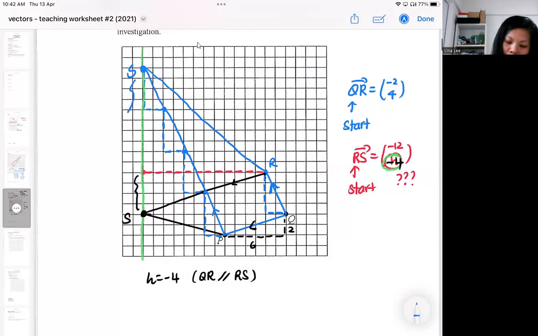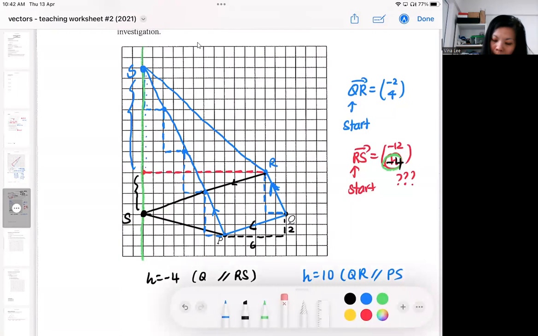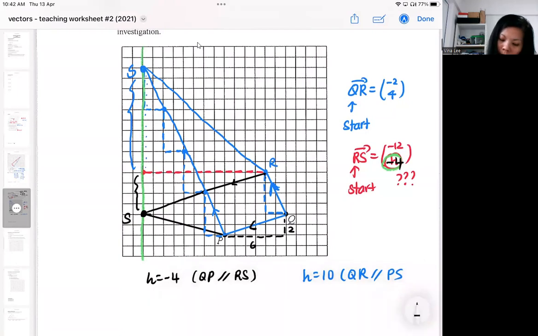So from here, you count. You count how many squares? 1, 2, 3, 4, 5, 6, 7, 8, 9, 10. So another possible value will be H equal to 10. And this time round, that is because QR is parallel to... I think just now I wrote wrongly. QR is parallel to PS. So just now this part should be QP. QP parallel to RS.